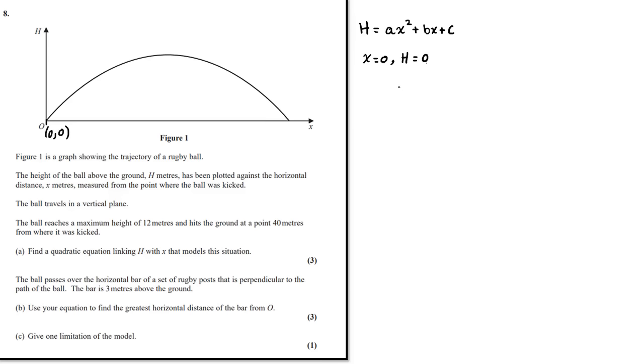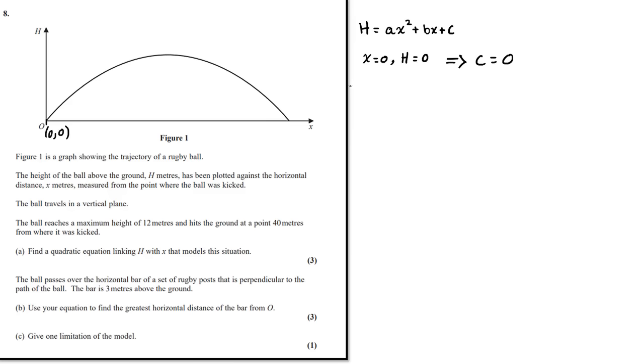With that in mind, if we think about it, 0 squared times a will just be 0, because anything times 0 is clearly 0. Plus bx, so if x is 0, that will be 0. So what I'm left with on the right-hand side of this equation is c, but we also know h is equal to 0. So that tells us that c is also equal to 0. So the first thing we found is c, which is just equal to 0.